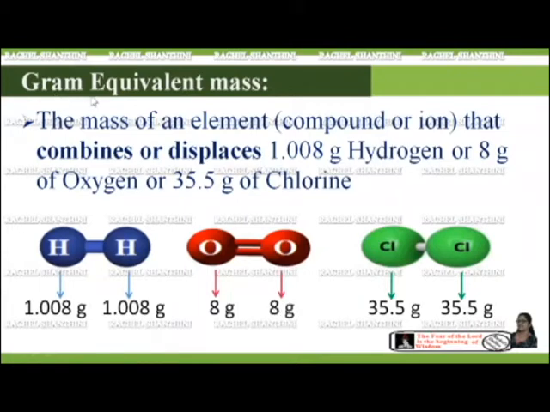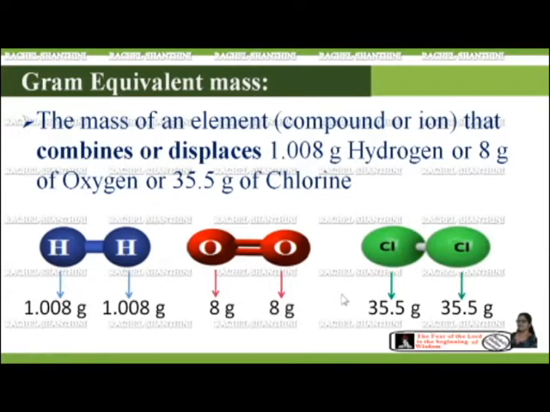Now let us see what is gram equivalent mass. First, let us see the definition. The mass of an element, which may be a compound or ion, that combines with or displaces 1.008 gram of hydrogen or 8 grams of oxygen or 35.5 grams of chlorine is called gram equivalent mass.